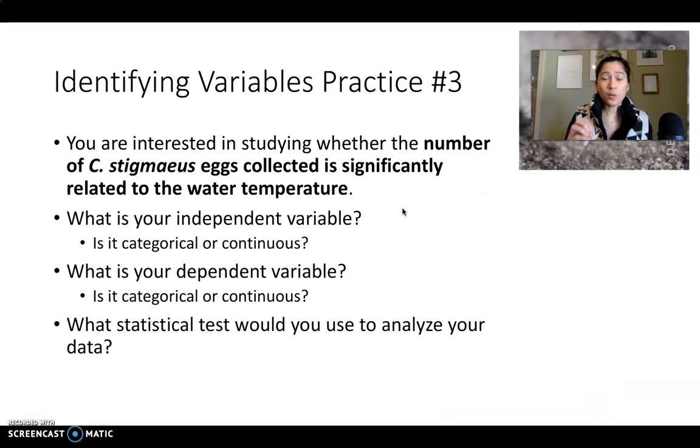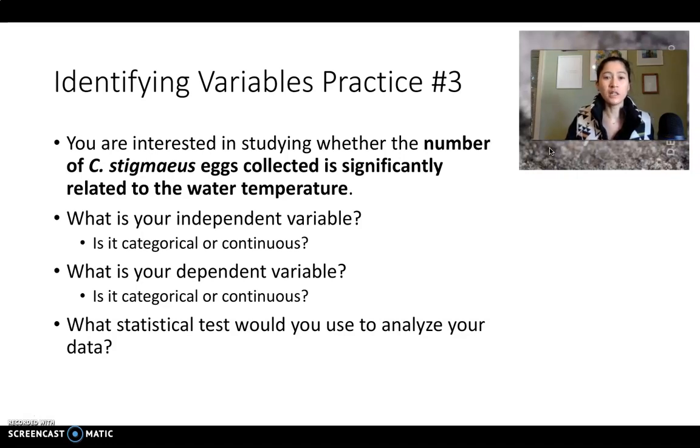And for our last practice scenario here, now we are interested in studying whether the number of eggs collected is significantly related to the water temperature. So same thing here, go ahead and think about your independent variable, dependent variable, whether they're continuous or categorical, and in this scenario, what statistical tests you would use to analyze your data. All right, again, if you're not quite done, you can pause the video, but I'll go ahead and go through this now.